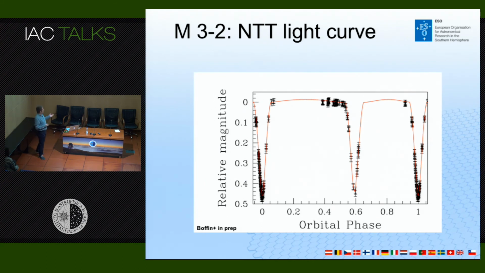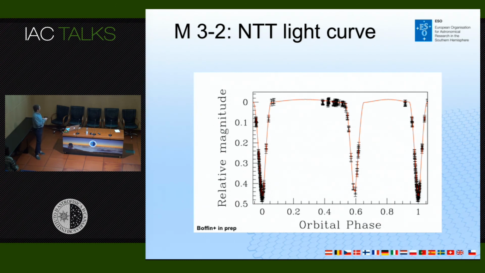But then when we look at the light curve, we start to get very puzzled, because first you can see that the secondary minimum is not at an orbital phase of 0.5, like it should be if the system was circular, but it is slightly shifted. So this means this is an eccentric system.